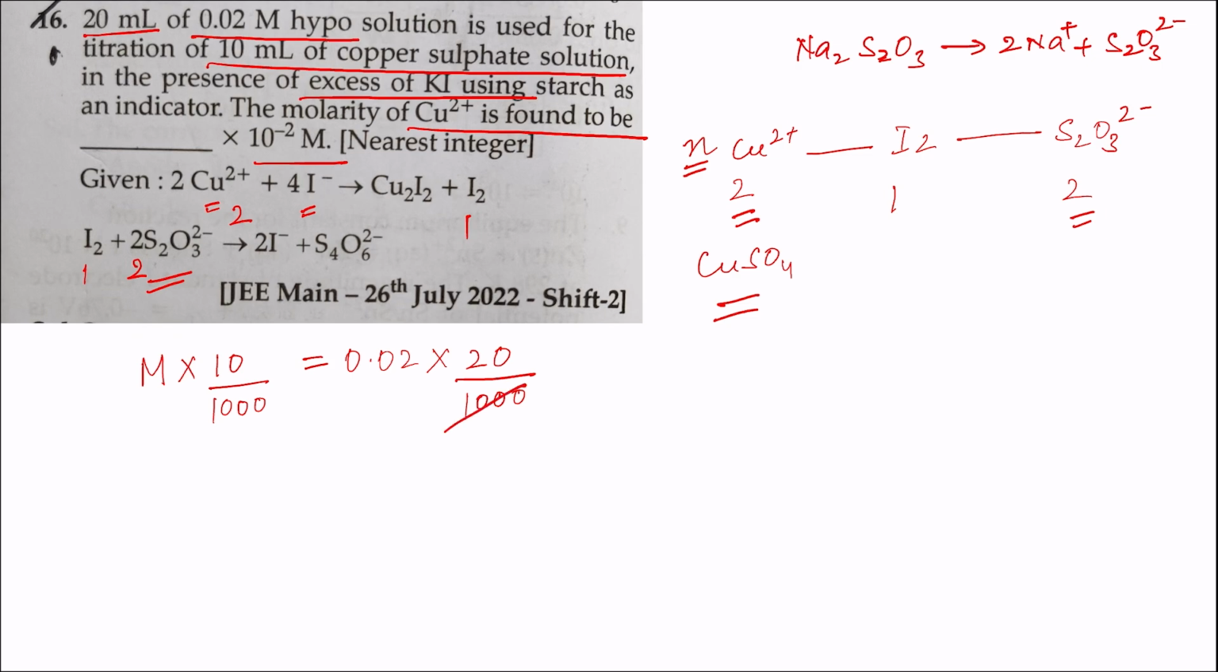Now 1000 cancel, 10 twos are 20. So molarity of the copper sulphate solution is 0.04 moles per liter, or it can also be written as 4 into 10 to the power minus 2 moles per liter, which is denoted by M. So here the answer will be 4, and molarity of copper sulphate will be 4 into 10 to the power minus 2.